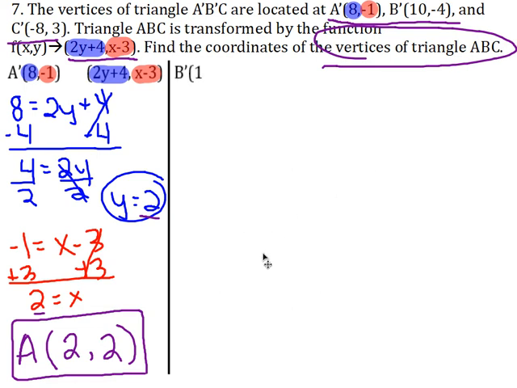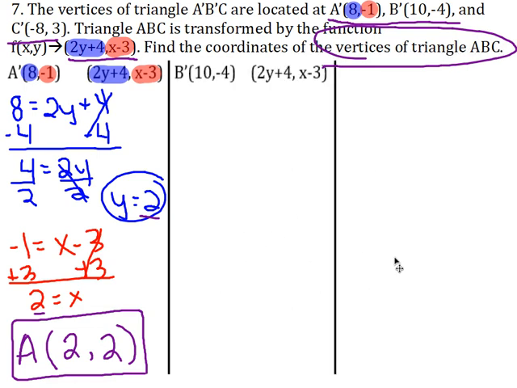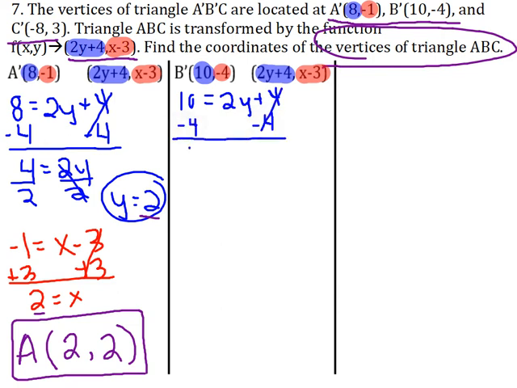Same thing we just did. Now we have to do it for B, but we'll have to do it twice for that one as well. The first 10 is equal to the first. The second is equal to the second. 10 is equal to 2y plus 4. We'll go through and solve this. 6 equals 2y. Divide by 2, divide by 2. 3 is equal to y.